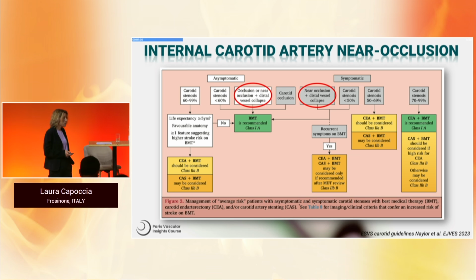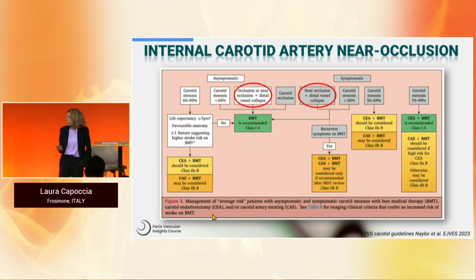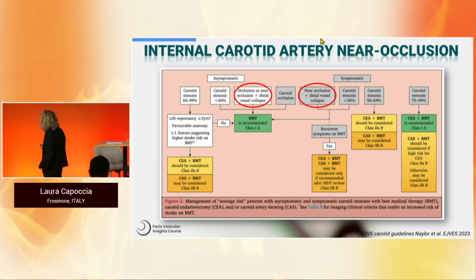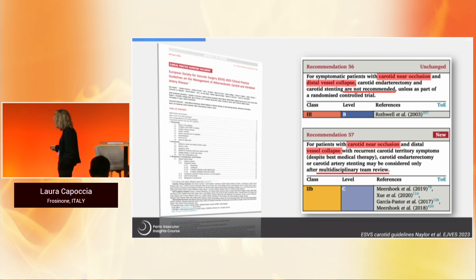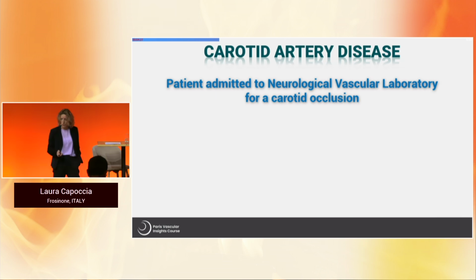I have to say that we do not have so many indications in the guidelines on near-occlusion. Luckily, we have the indication of the European Society. What we know is that in asymptomatic patients there is no indication for invasive treatment. When we have recurrent symptoms, we can consider operating on this patient by endarterectomy or stenting. This is what is suggested by the guidelines. We can proceed with intervention only after a multidisciplinary team review, which I think is crucial to every decision, as we have heard this morning.